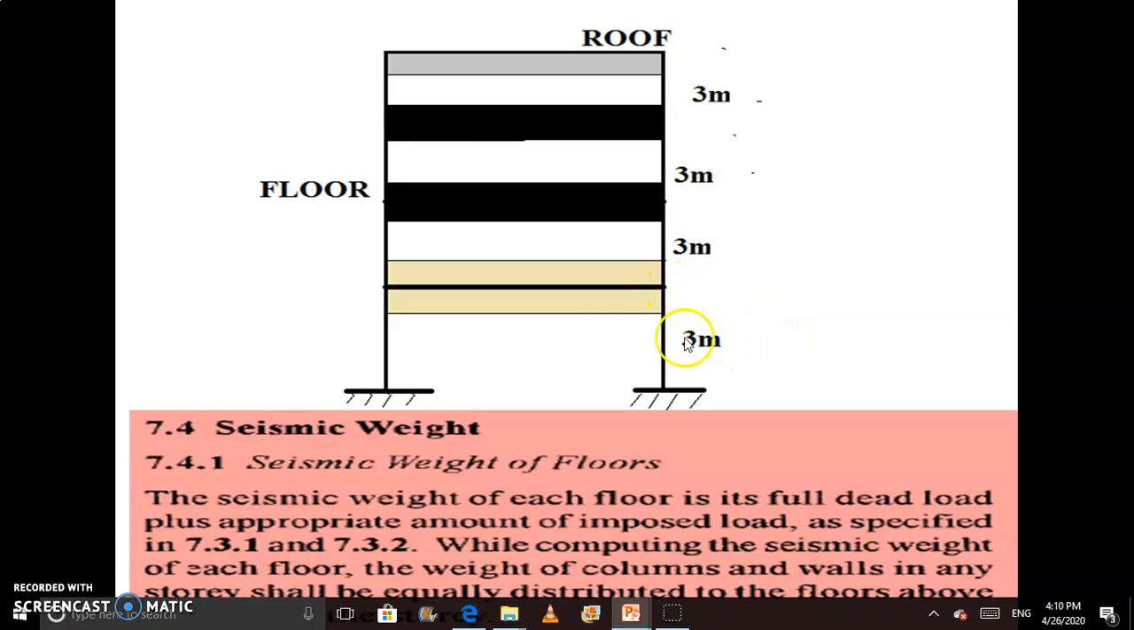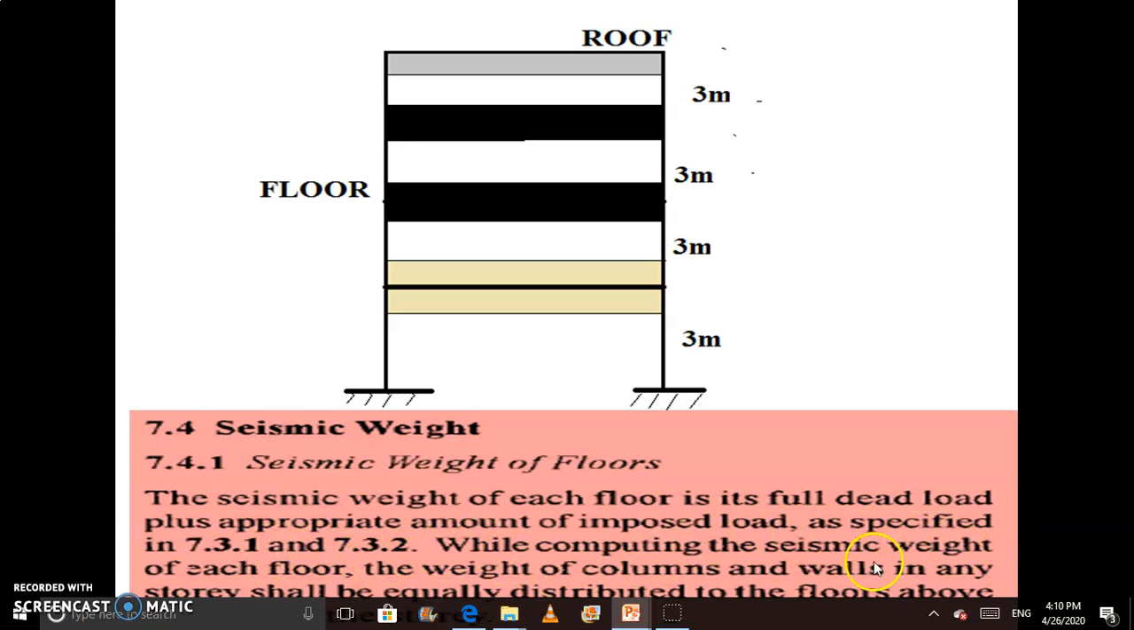Actually, when we calculate the lumped mass, we have to calculate according to the height above and below the floor. Means below the floor and above the floor, we have to count the height. According to clause 7.4.1, the seismic weight of each floor is full dead load plus an appropriate amount of imposed load as specified in 7.3.1 and 7.3.2.